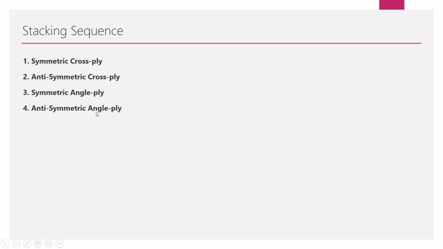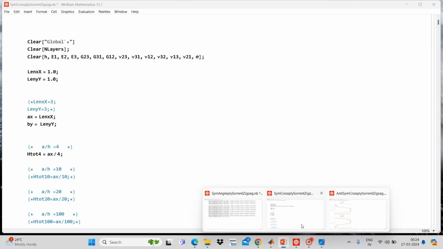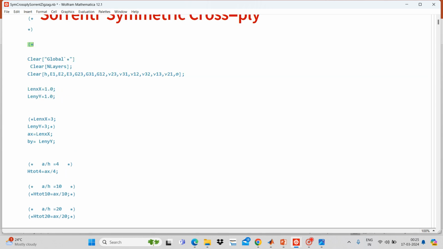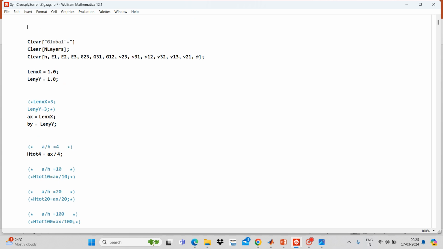So we will go to the Mathematica code, and first of all we will see the symmetric cross-ply laminate. Here I have written the Mathematica code for the symmetric cross-ply laminate, the Sorrenti symmetric cross-ply laminate. First of all, the length along the x-axis is given for the plate as 1.0 meter, and the length along the y-axis is also 1.0 meter, meaning it's a square plate.